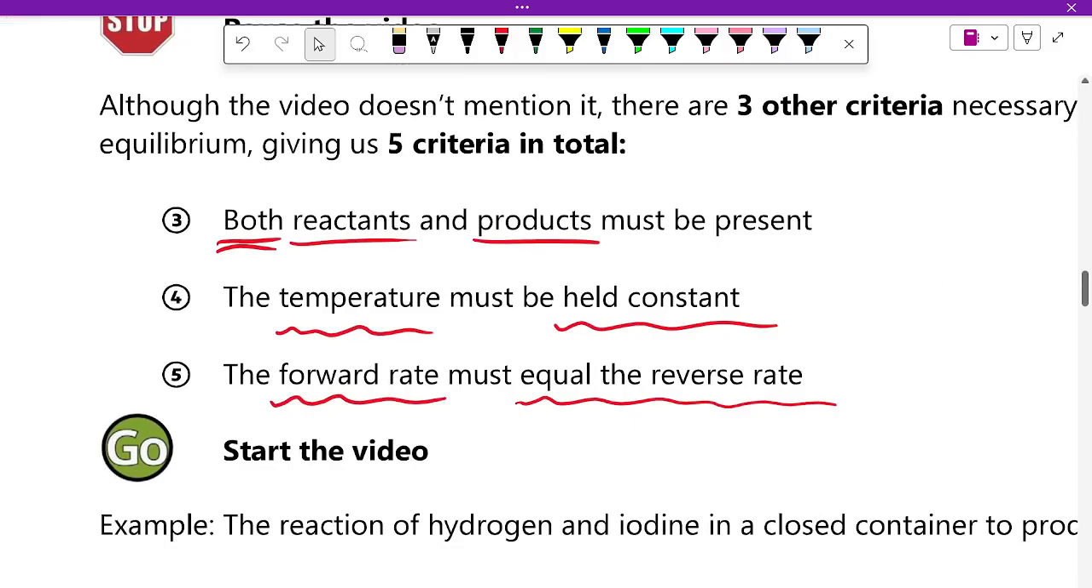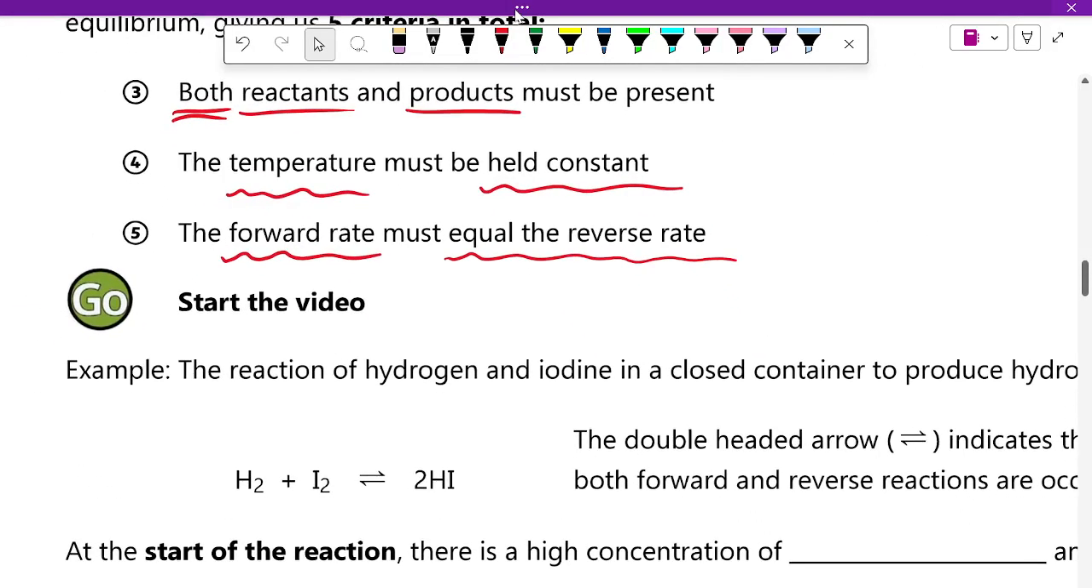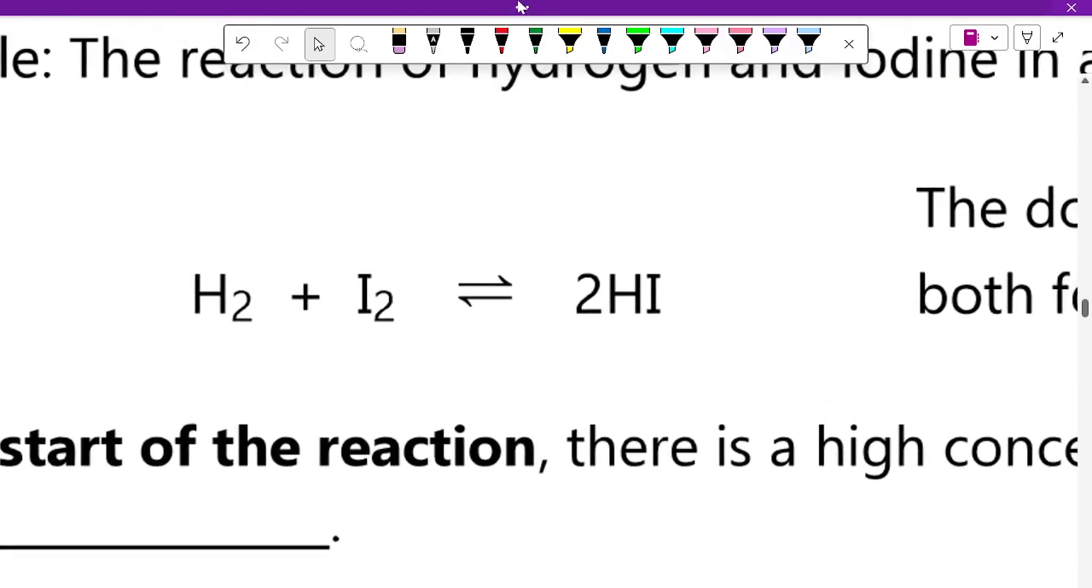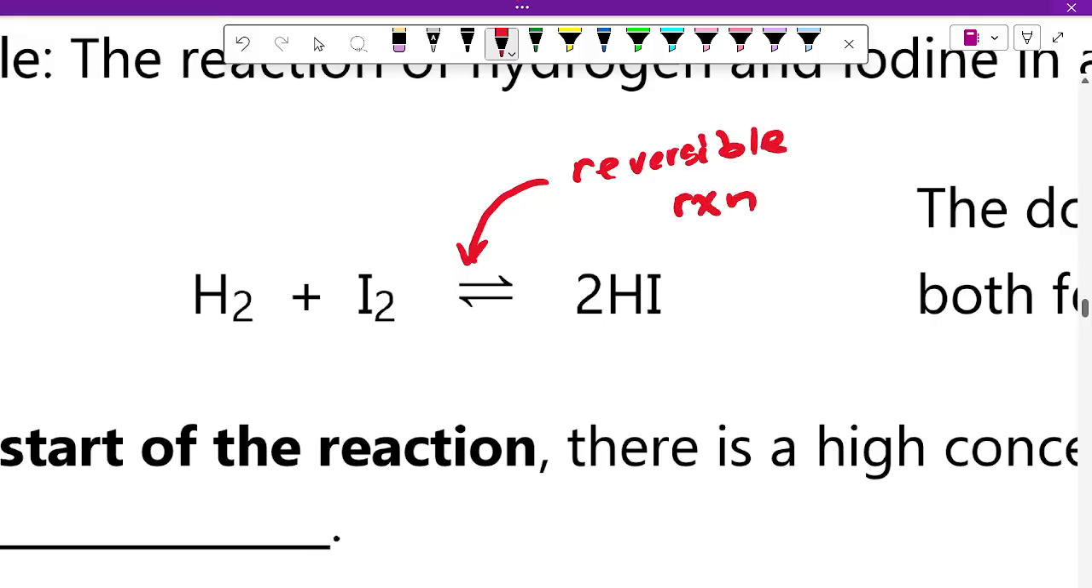So, here we have some hydrogen and iodine in a flask. You'll notice the double-headed arrow. That means this is a reversible reaction. We'll often call that the equilibrium arrow.